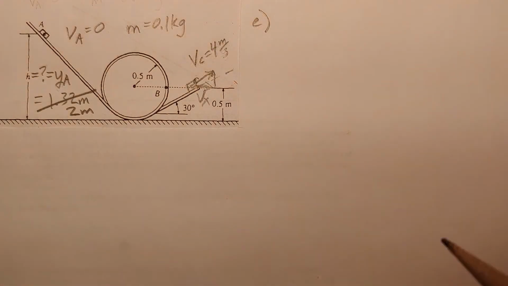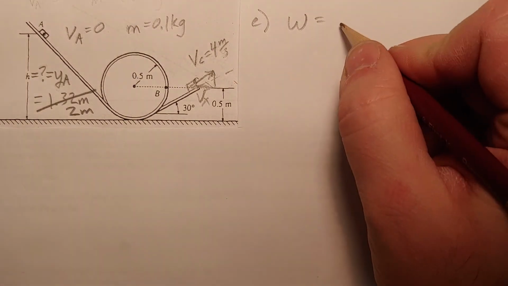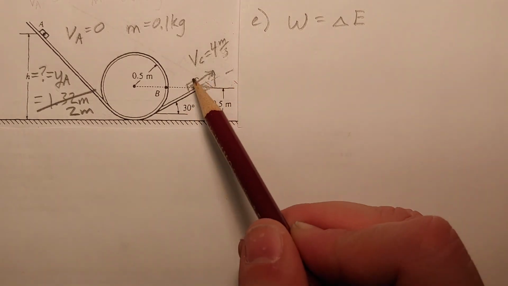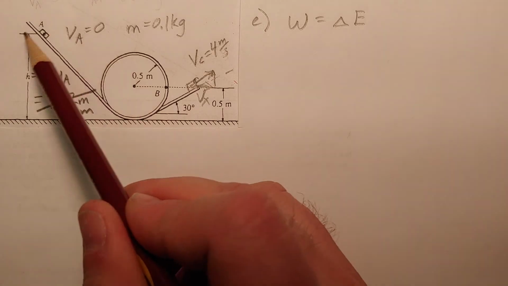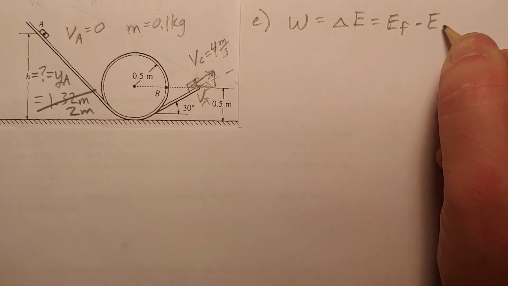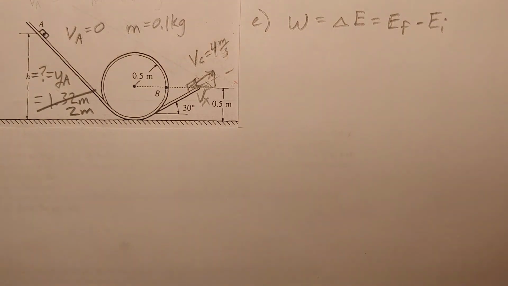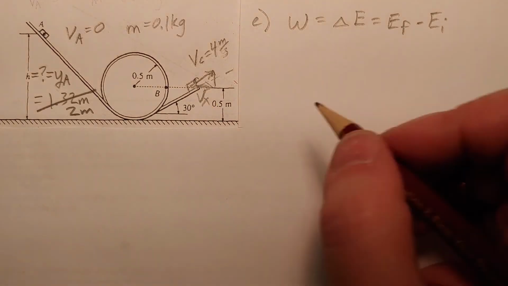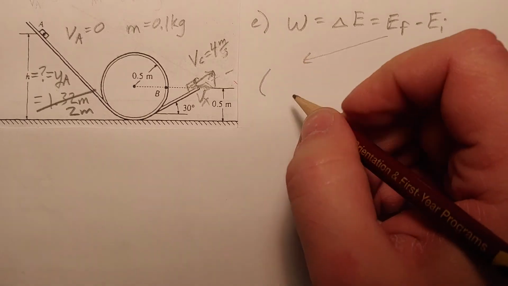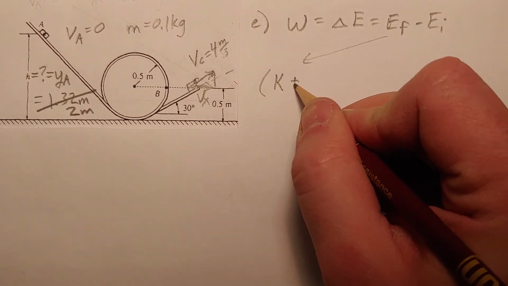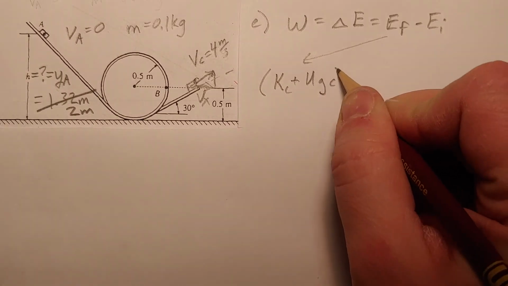And so I think the easiest way to think about this is we know work is just the change in energy. And so we still have the same ending conditions. So our final conditions haven't changed. It's our initial condition that's going to change. So change in energy is the final energy minus the initial energy. And at the final point, that's point C. So the final energy is going to be a combination of kinetic plus gravitational potential energy.